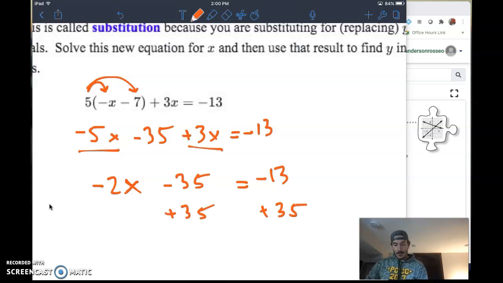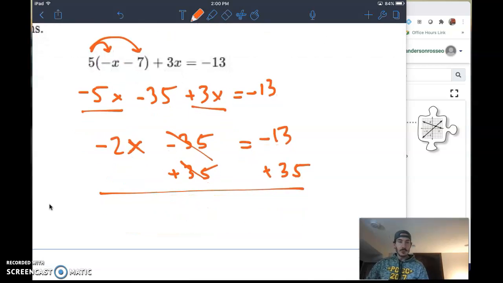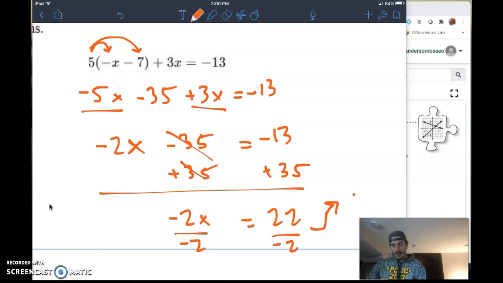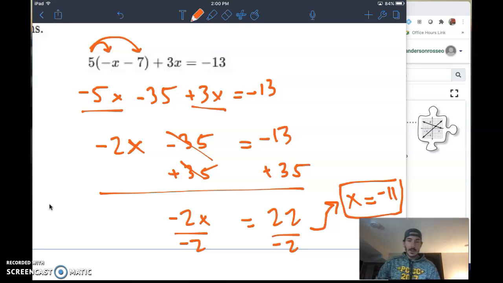There's nothing new here. These are things that we've been working on since chapter 2, even dealing with some of this in chapter 3. The 35s cancel. I get 2x equals, and here's where you might need that calculator, but this does work out to be 22. And then finally I divide both sides by 2, and I get x equals negative 11. Sorry, my bad. So x equals negative 11.